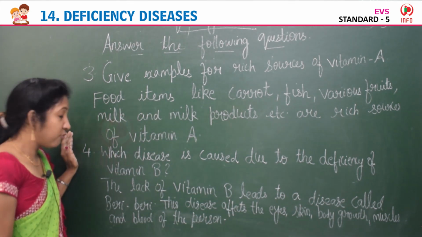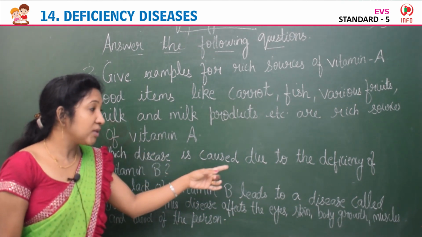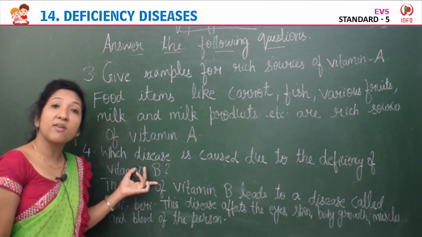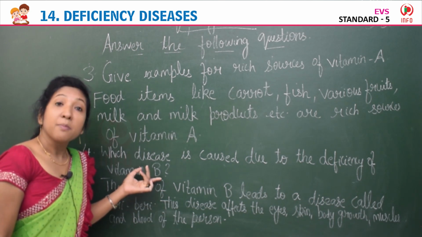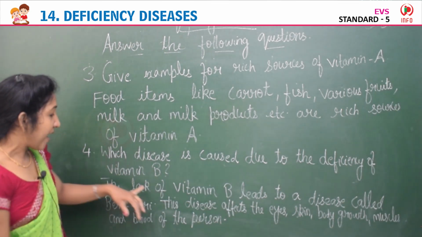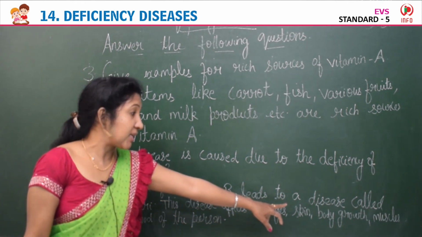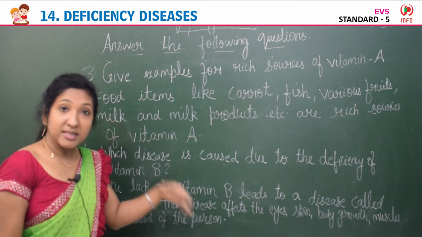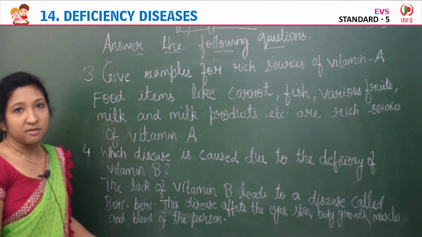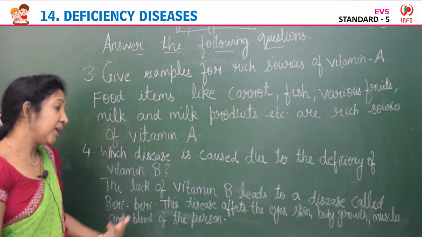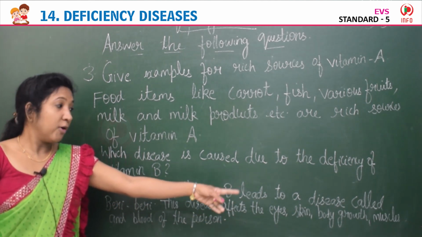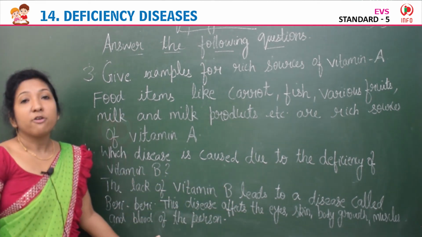Now, next question, fourth one. Which disease is caused due to the deficiency of vitamin B? Deficiency of vitamin B causes beriberi. Vitamin B, beriberi. Like that you can remember. The lack of vitamin B leads to a disease called beriberi. This disease affects the eyes, skin, body growth, muscles and blood of the person.